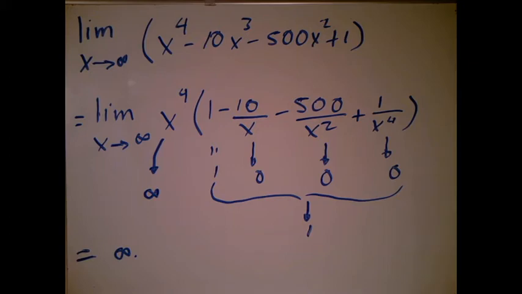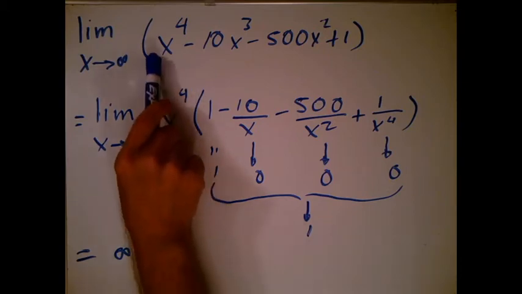So when we're doing these kinds of limits, what we want to do is pull out the highest power of x that we see. Well, I see an x to the fourth. So I'm going to pull out an x to the fourth from each term. Remember, pull out here just means divide by. We're just using the distributive law.